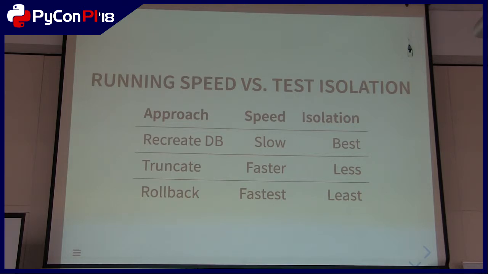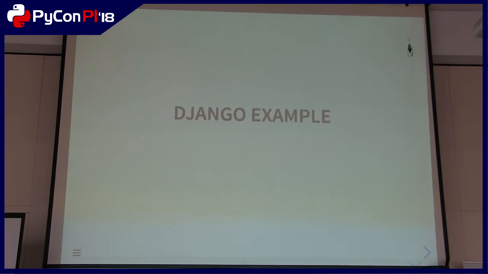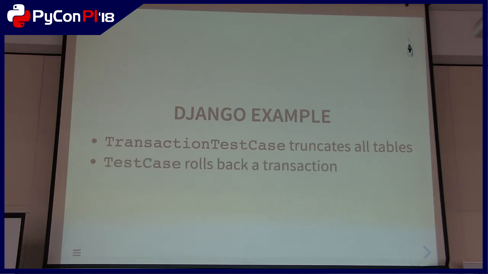Or you could wrap a test case into transactions and just roll it back at the end of the test, which should be very fast, but not as isolated as other cases, since you will have this logic on your application level. For example, Django has two different options to deal with that. First one is TransactionTestCase, it truncates all tables. And second one is TestCase, which rolls back transaction.